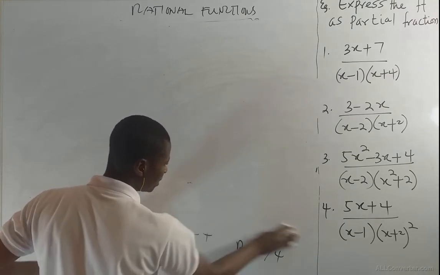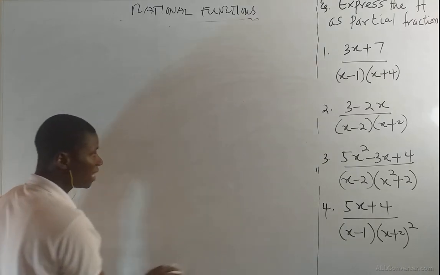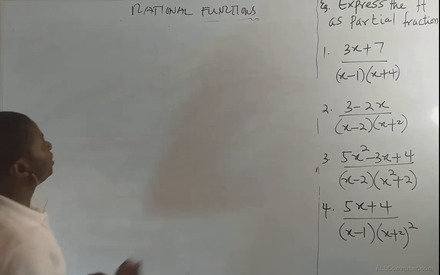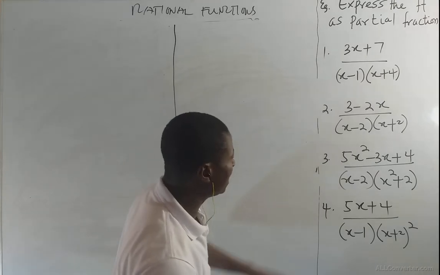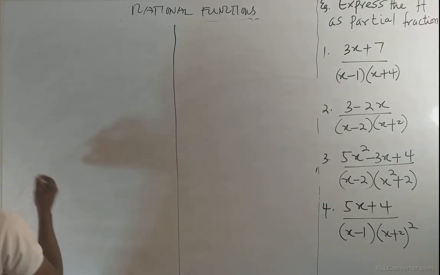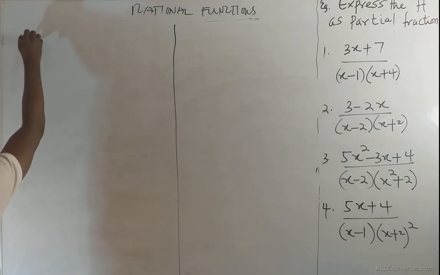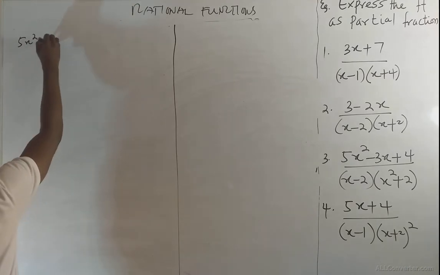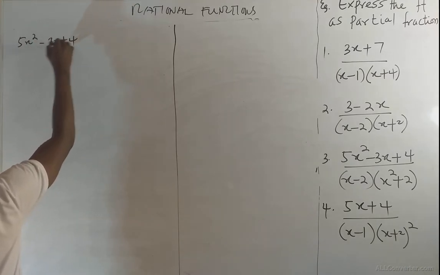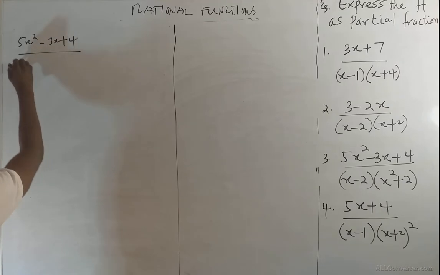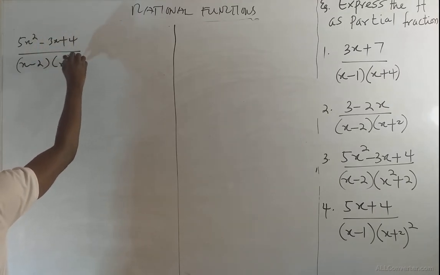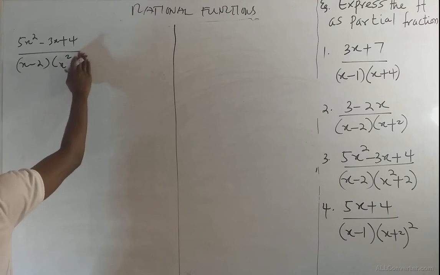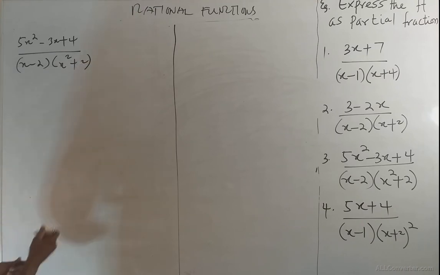Now, with the third question, you also check to see whether it's a repeated factor, whether it's a proper or improper. Now, the third one is 5x squared minus 3x plus 4 on x minus 2, then x squared plus 2. Okay, this is what we are given.